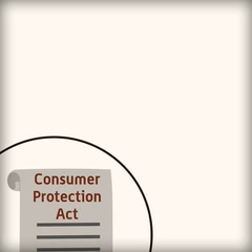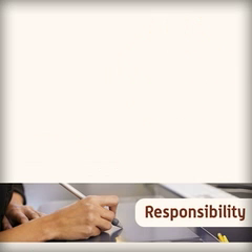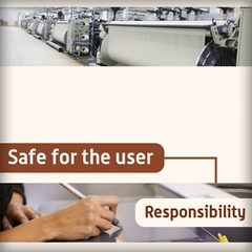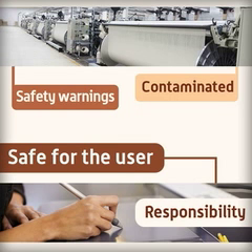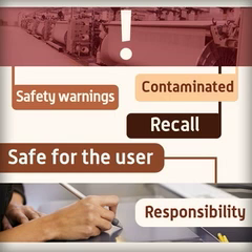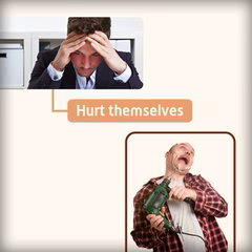The Consumer Protection Act is designed to protect consumers from harm. It states it's the designer's responsibility to make sure that their products are as safe as possible for the user, and manufacturers have the responsibility to make sure that the product isn't contaminated, has the correct safety warnings, and must recall the product if it is found to be dangerous. If this is not done, the designer or manufacturer could be in trouble if someone hurts themselves.